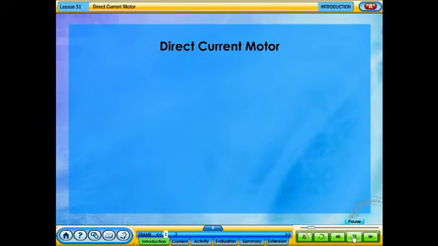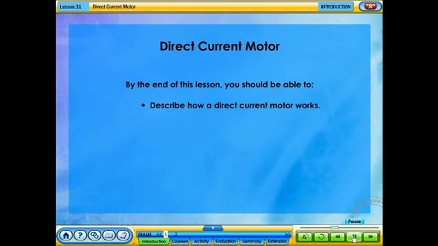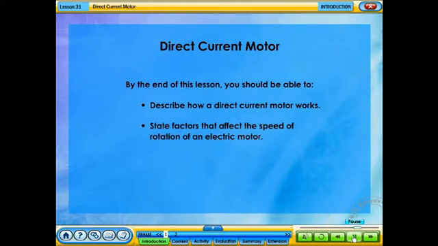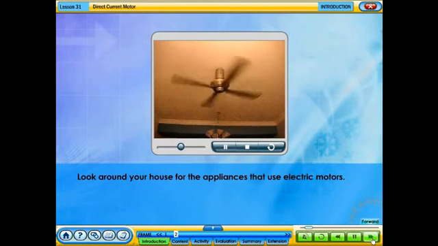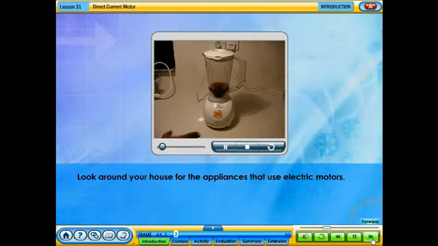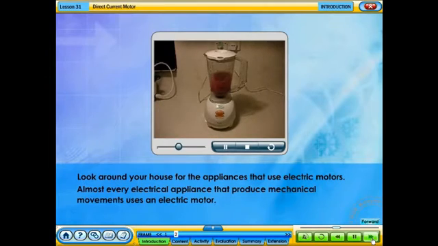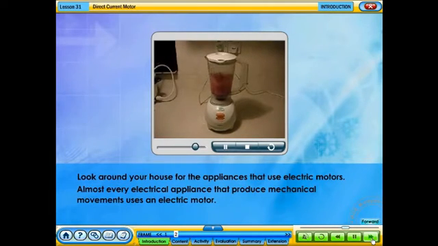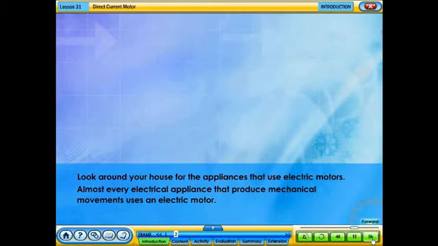Direct current motor. By the end of this lesson, you should be able to describe how a direct current motor works and state factors that affect the speed of rotation of an electric motor. Look around your houses that use electric motors. Almost every electrical appliance that produces mechanical movements uses an electric motor.